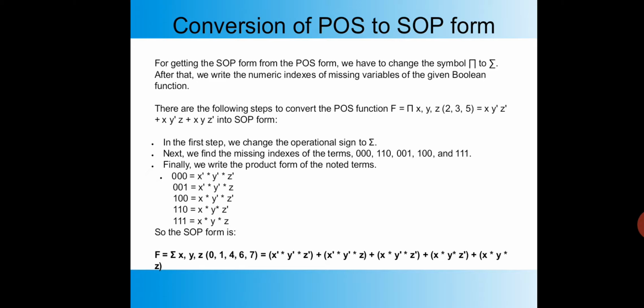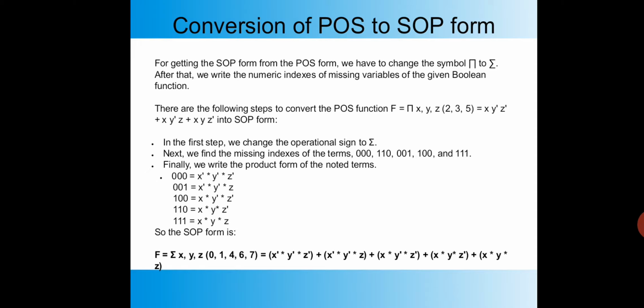Now in the first step we have to change the operational sign to sigma. Previously it was pi, now you are changing it to sigma. Next we find the missing indexes of the terms. What are these missing indexes? From 0 to 7, 2, 3, 5 are already given. Now what is your work? You have to list 0, 1, 4, 6 and 7. There are a total of 5 indexes, because the rest of the 3 indexes have already been given in numerical form: 2, 3, 5.